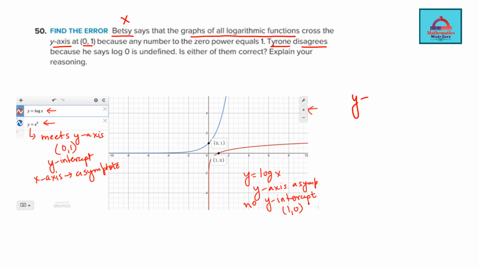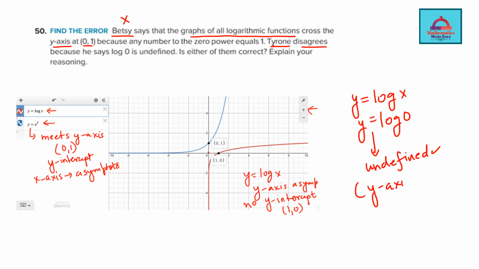So if you write y equal to log x, and here you put log 0, y becomes undefined. So here definitely Tyrone is quite correct, and that is justified from the graph also, because for x equal to 0, how is the graph behaving? Let's go. This is the x equal to 0 point, the graph is going down, down and down towards negative infinity, but not meeting. And the reason why this is undefined is because the y-axis is an asymptote.